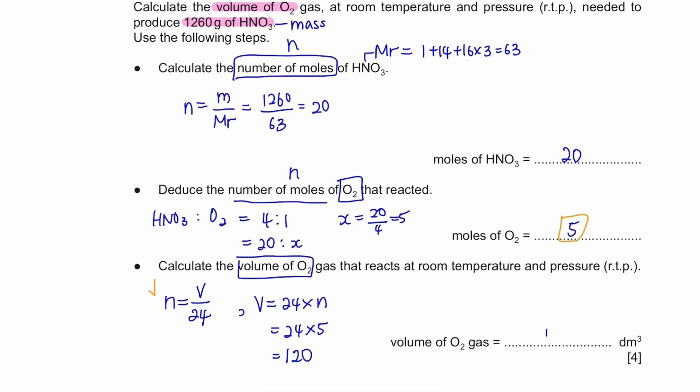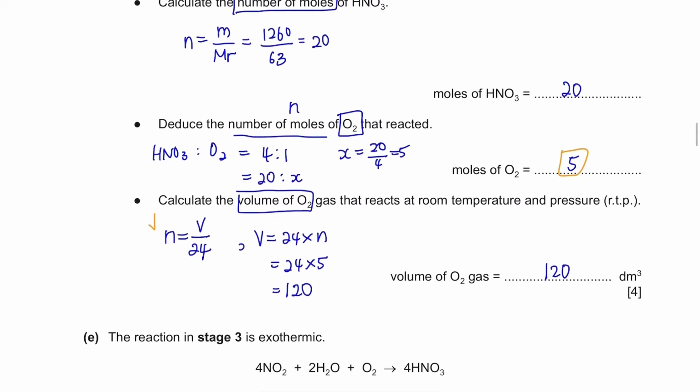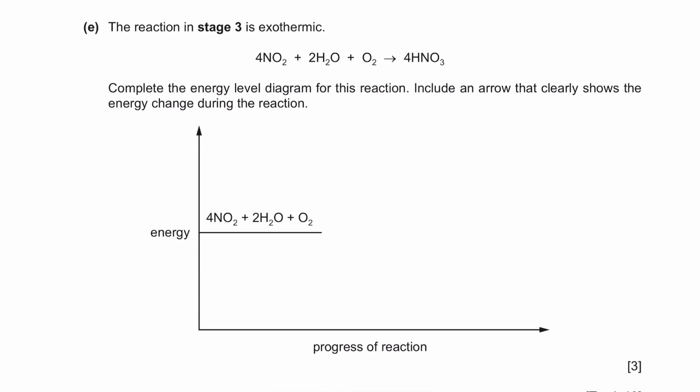So the answer is 120 dm cube of oxygen gas is needed to produce 1,260 grams of HNO3. Part E. The reaction in stage 3 is exothermic. Complete the energy level diagram for this reaction. Include an arrow that clearly shows the energy change during the reaction. Well, if it's an exothermic reaction, it releases heat, which means it releases energy, so the energy overall will decrease.